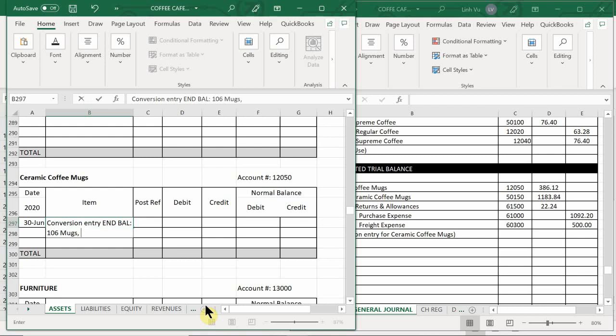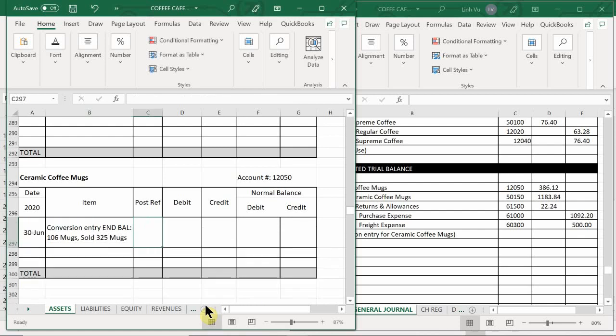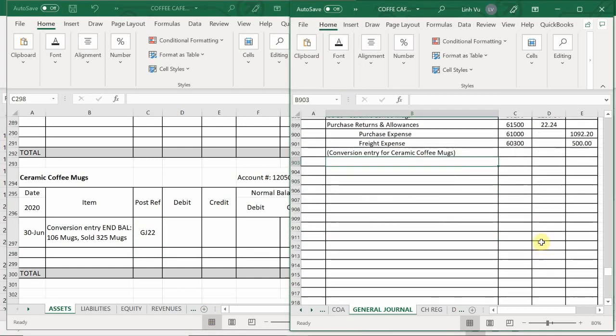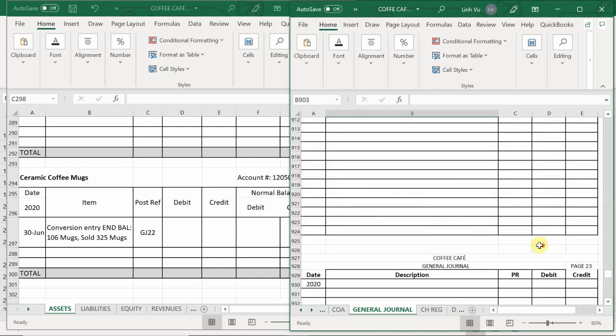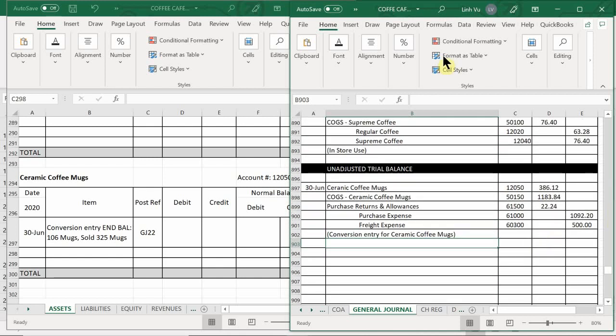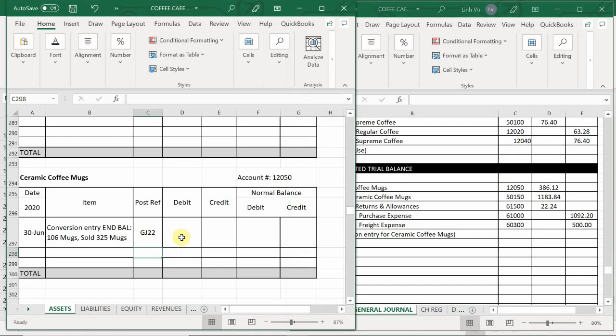And then you could put comma, sold 325 mugs. Whatever you want to say. Reference is general journal number 22, right? Because we're still on 22. Yep, we're still on 22. And we have 383.86 and 12 cents. Good. Okay.